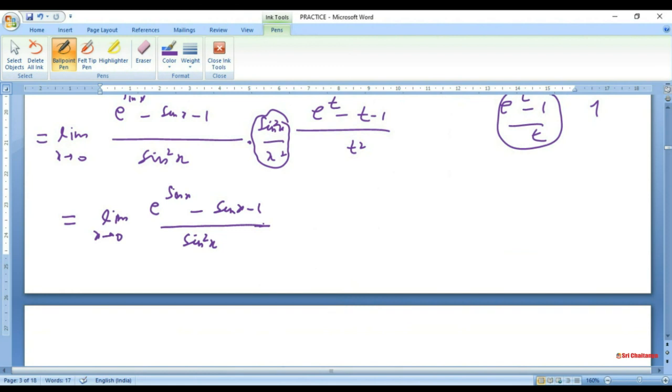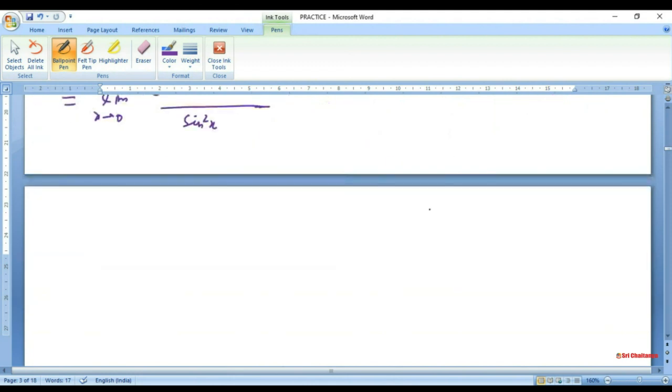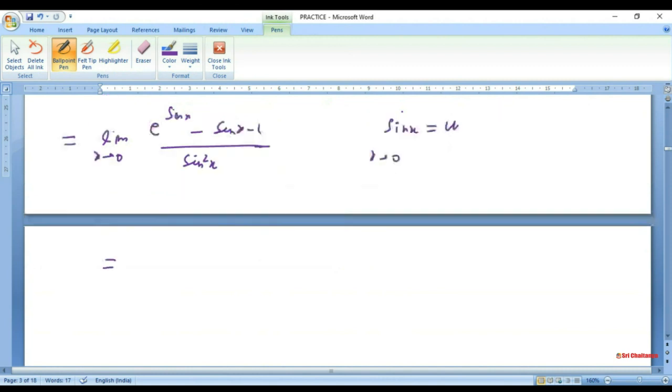And as I remarked earlier, the moment you see this, they almost jump at you. This sin x screams. It's like you put sin x as t or u, whatever you like. So sin x is u, I will go with u this time. And as x tends to 0, sin x, then u also tends to 0. So this reduces to limit u tends to 0 of e to the power u minus 1 over u square.